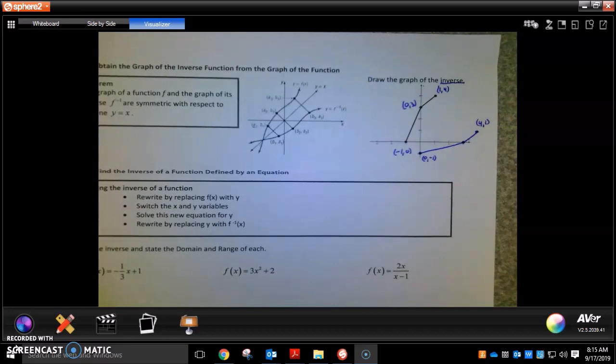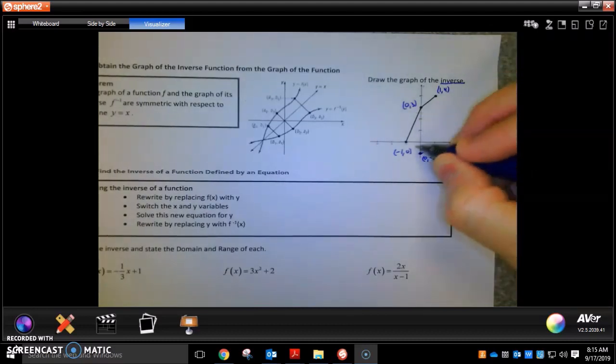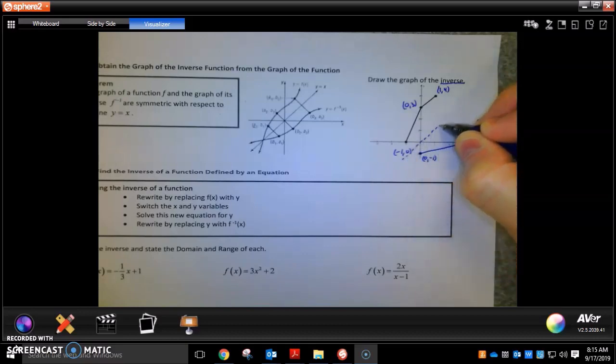So any graph I could give you, that's all you do. Find the points and then just switch them, and that'll be the graph of the inverse. And this graph is symmetric to this graph across that line, y equals x.